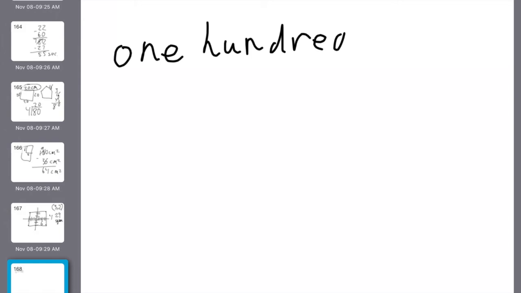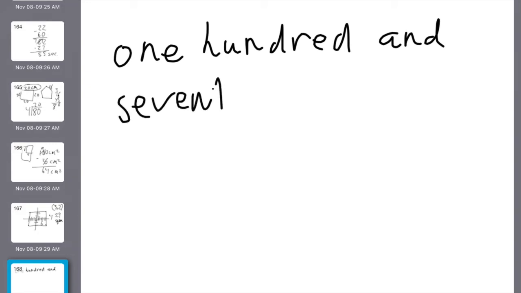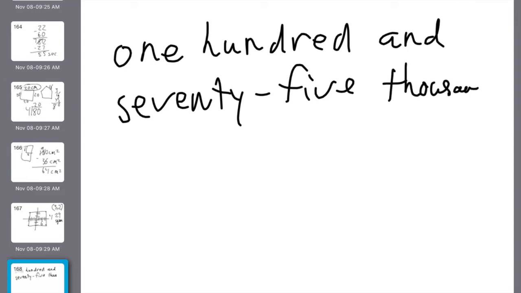Number 10, use words to write. So the first number I write is 100. That's before the decimal point. The decimal point gets the word and. Then I write the number after the decimal point. That's the number 75. Then I find position. 0's in the tenths, 7's in the hundredths, 5's in the thousandths. So I have 175 thousandths.